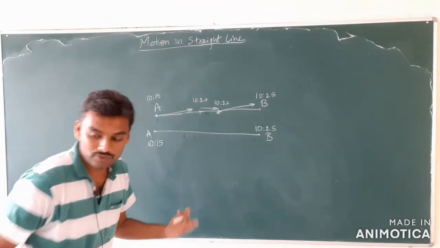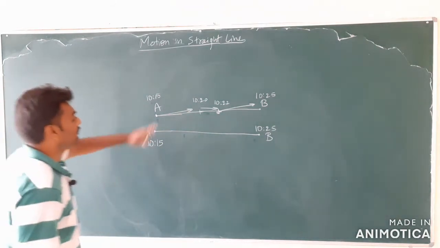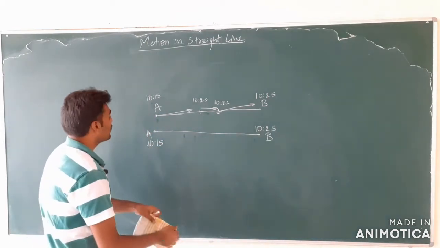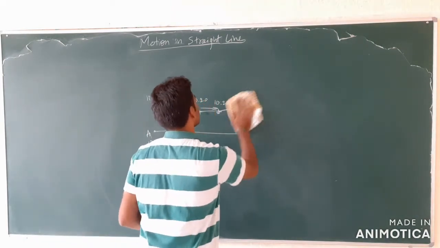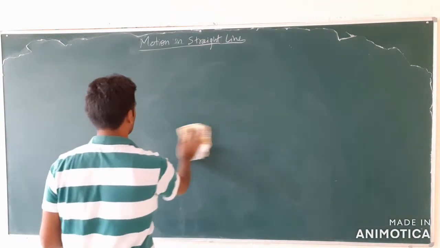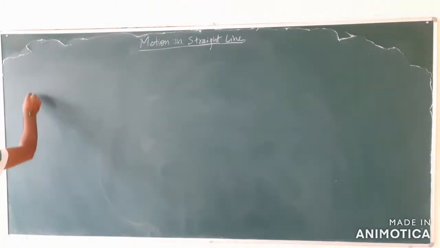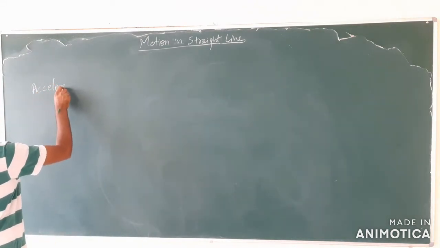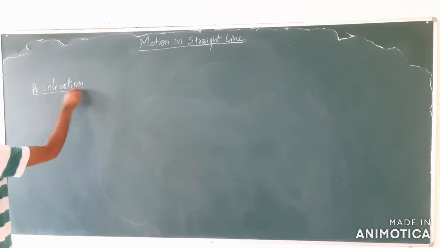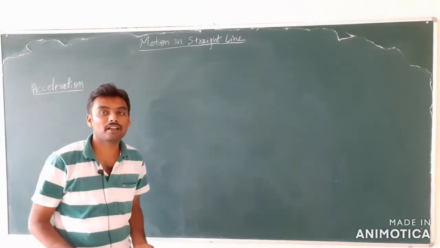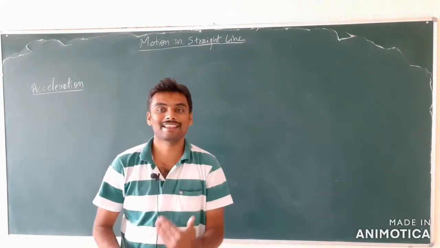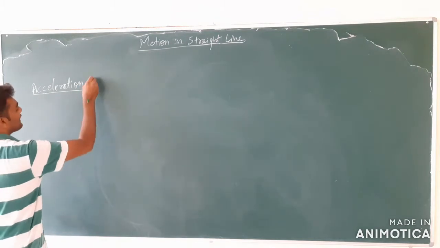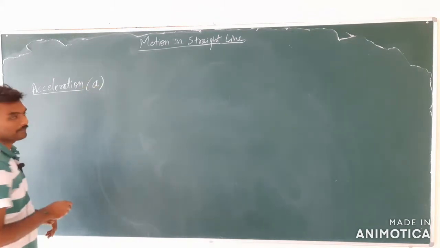To differentiate or to make out the difference between these kinds of motion, we will now introduce a new factor which is called acceleration. It is also spelled as acceleration, both are fine. The symbol used to represent acceleration is small a.